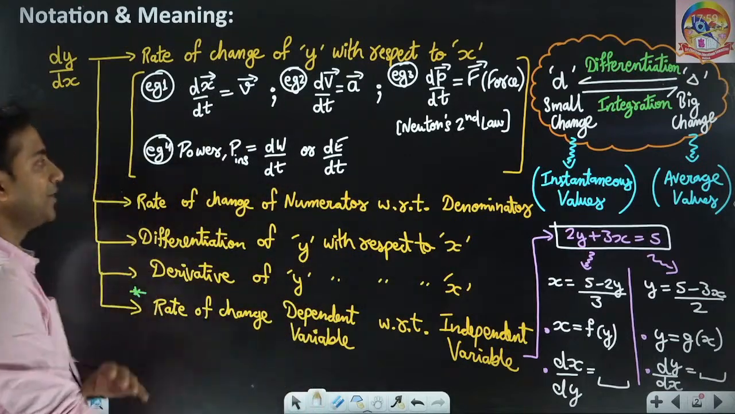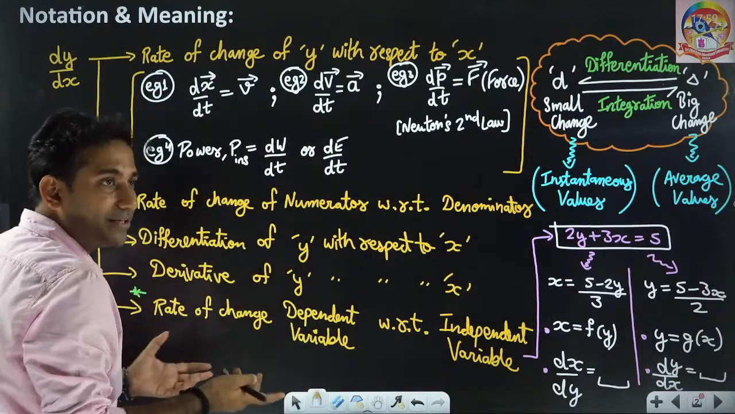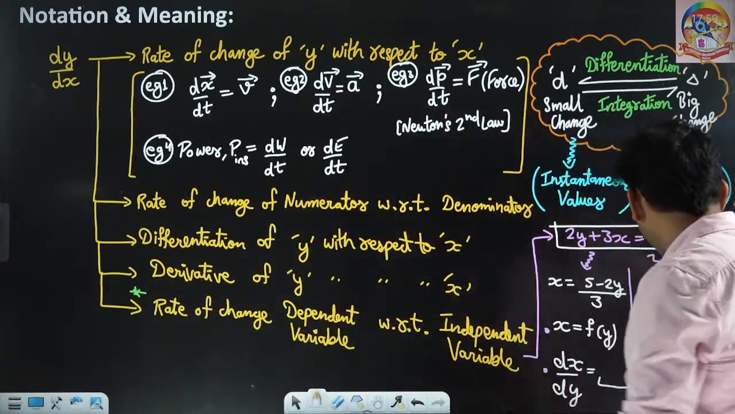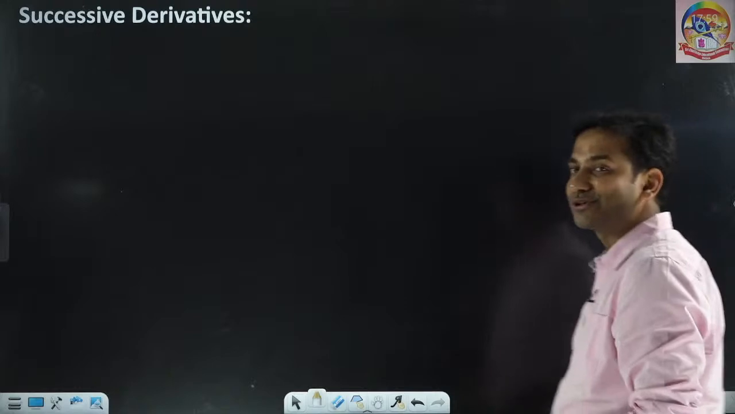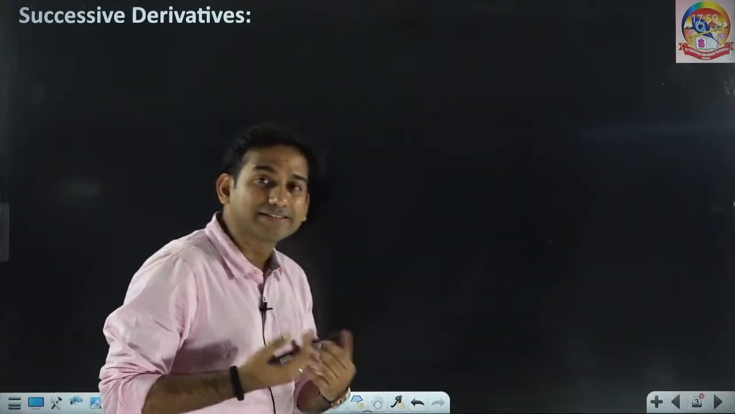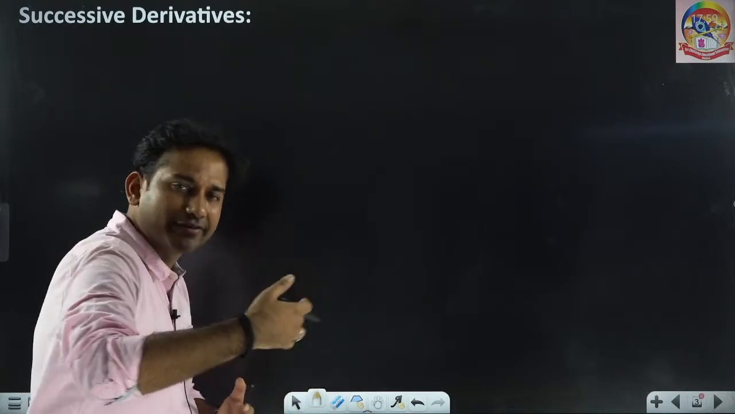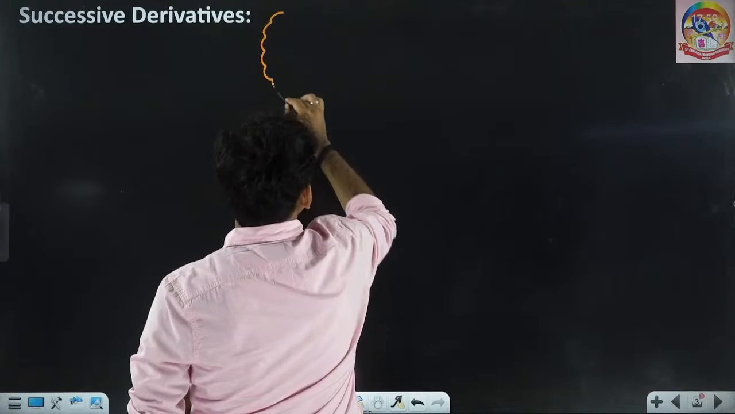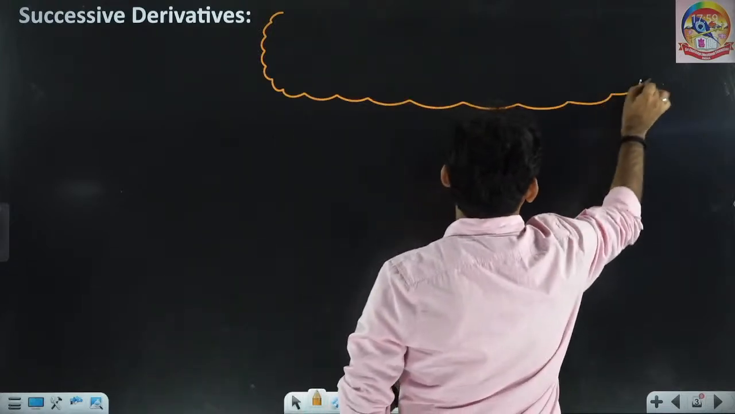Alright, so this is all about the notation and meaning. What do we mean by differentiation? Don't worry, we are going to implement it very soon in terms of problems also. The next thing is successive derivatives, one by one. I'll just give you some idea. Where do we use successive derivatives?